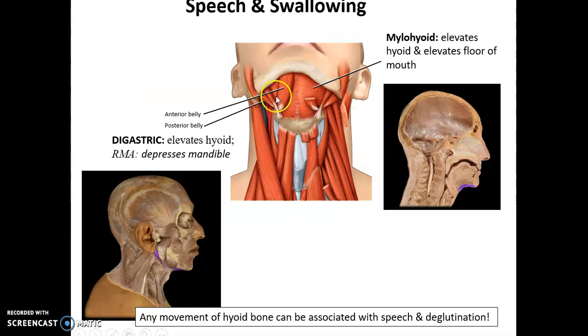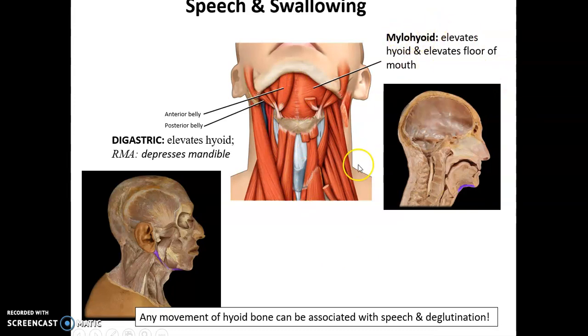Then we have the digastric muscle. It's called digastric because it has two bellies, and in between them is, of course, a bit of connective tissue connecting the two bellies that actually goes through another loop that connects to the hyoid bone. So the digastric muscle, when it contracts, can help to elevate the hyoid bone. It also has a reverse muscle action, so it is possible for it to switch what its origin and insertion is, which would then allow it to depress the mandible.